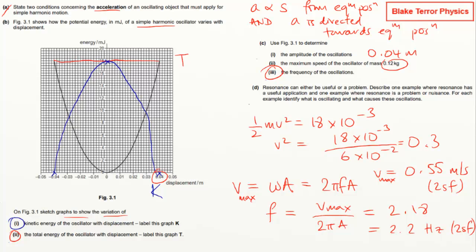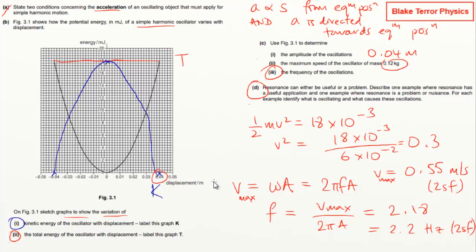Right, I've used up all of the sheet again already, so on to the last bit. Hopefully we don't have too much to say. Resonance can be useful or a problem. Describe one example where resonance has a useful application and one example where resonance is a problem or a nuisance. For each example, identify what is oscillating and what causes these oscillations. Right, there's loads of things you can pick out on these.